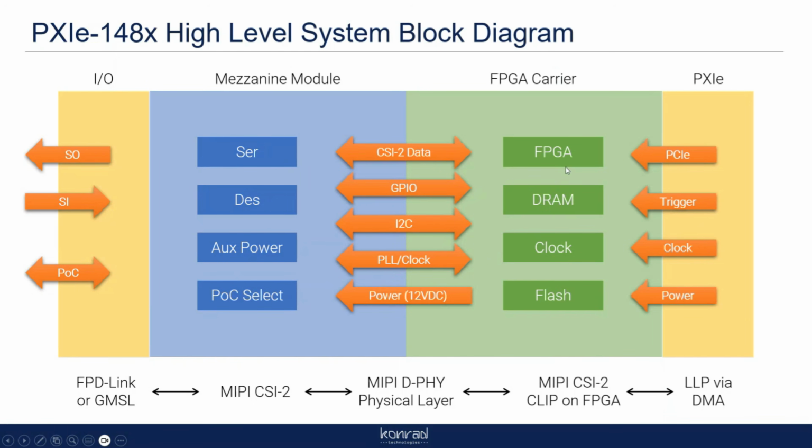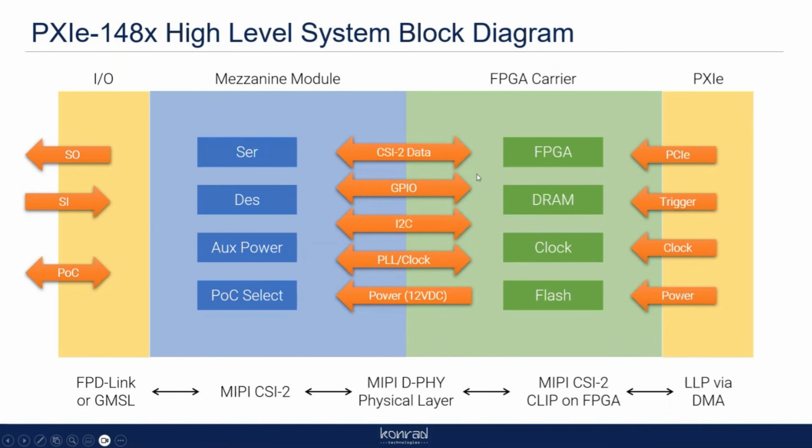The FPGA itself has the DRAM, your clock, and the flash memory to store it. To align back to our layers of terminology, we start with data coming in, which is still FPD-Link or GMSL at this point, on the actual physical connector. Then our serializer or deserializer brings it down to the MIPI CSI-2 layer. And this is the physical layer that NI uses to transfer between the daughter card and the FPGA carrier.